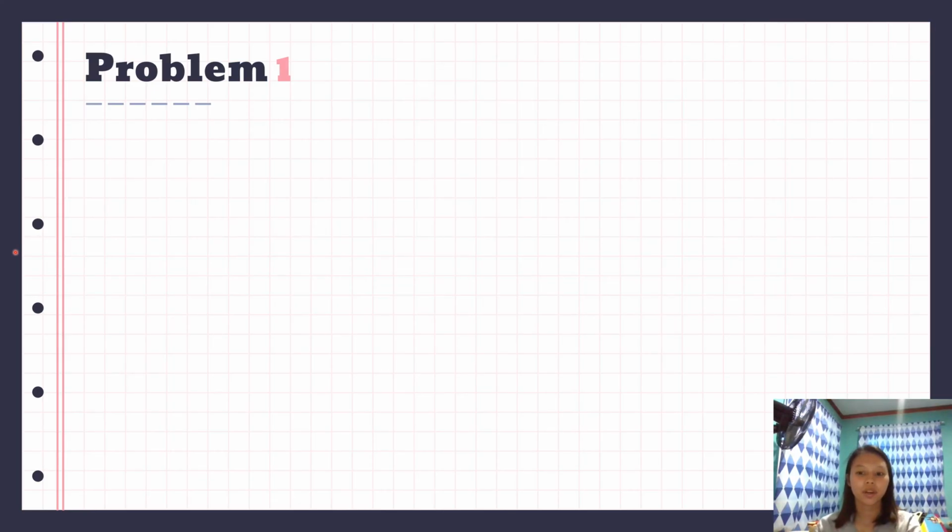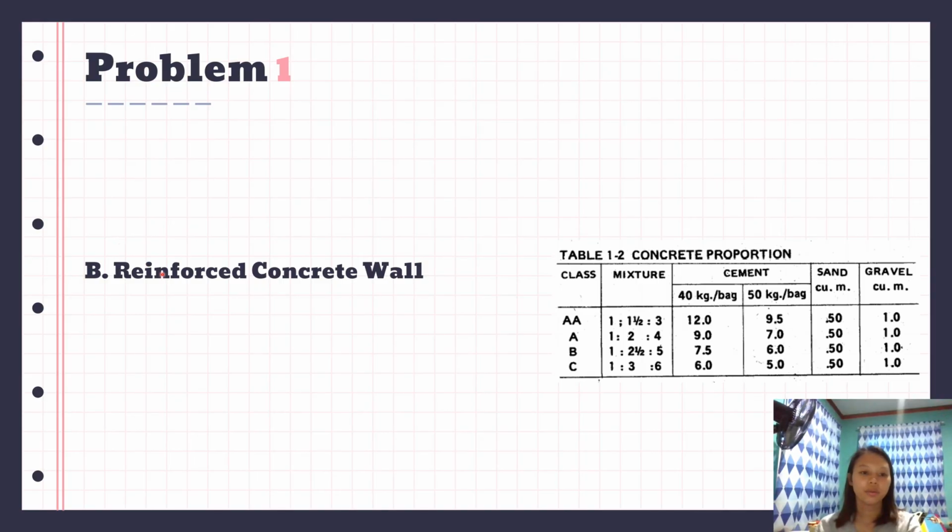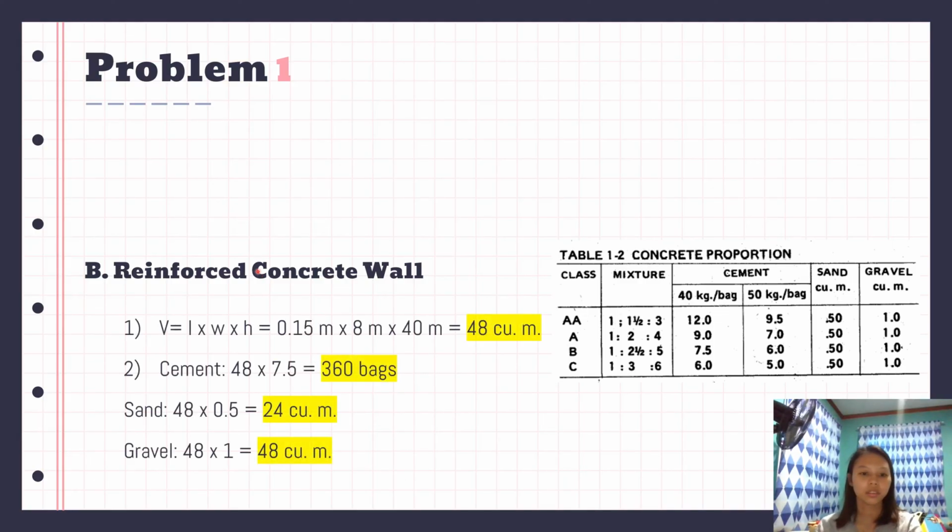That is the computation for the concrete hollow block wall. Now we solve for the reinforced concrete wall. First is to solve for the volume of the wall. Volume is length times width times height, which is 0.15 meter, converting 15 centimeters, times 8 meters times 40 meters, which is equal to 48 cubic meters.